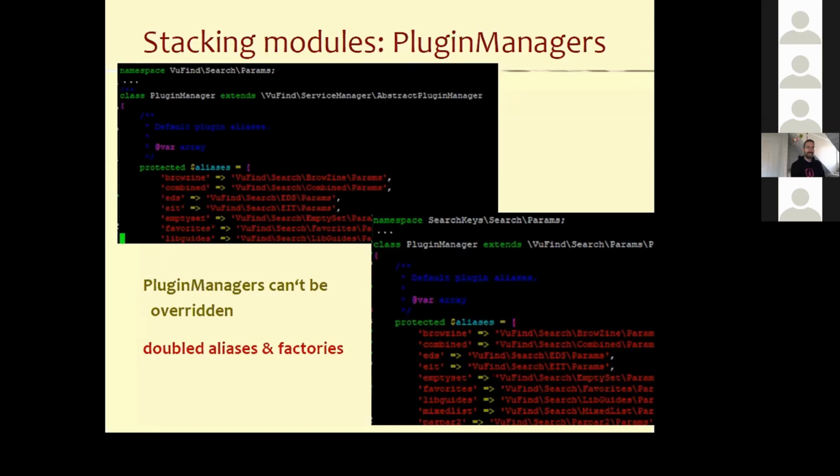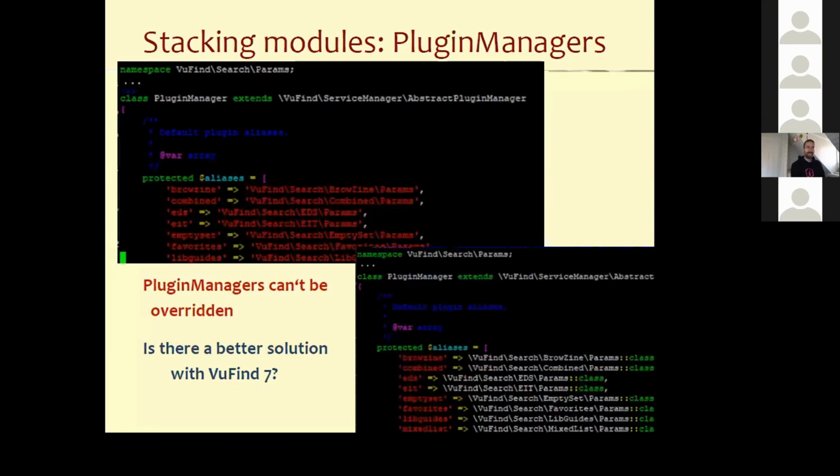properties of these managers, and if you plug in or plug out one of the modules, you really have to take care that everything is at its right place, and it's really easy to get into trouble by doing it, because you have to very carefully keep these lists of aliases and factories in tune. That has been the VuFind 5 layout, and within the VuFind 7 layout, it looks a little bit different.